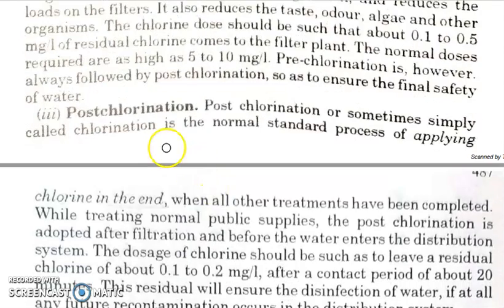Now next is post-chlorination. Post-chlorination is sometimes simply called chlorination because this is the normal standard process of chlorination, which is applying the chlorine at the end. That means after completing the filtering operation, the last treatment unit provided is always a disinfecting unit. As I have mentioned many times, the normal surface water treatment plant always starts with sedimentation and ends with disinfection. So disinfection is the last unit, and chlorine is added in the end.